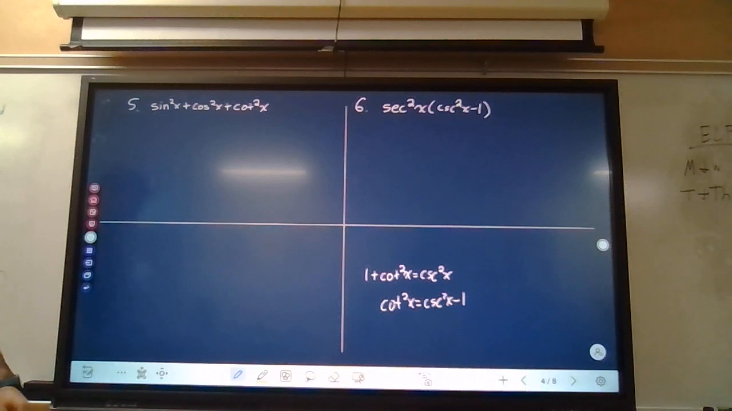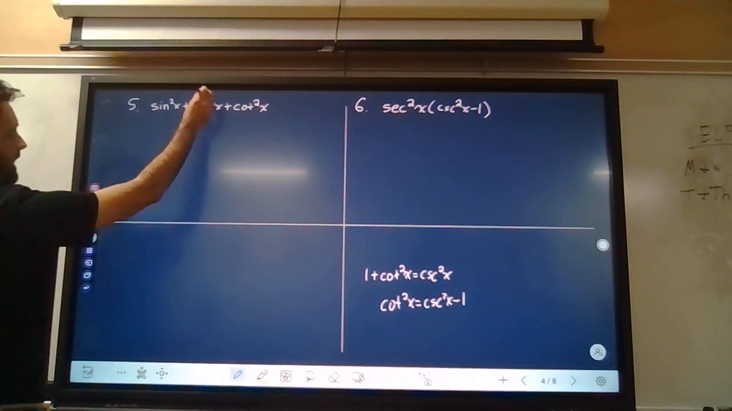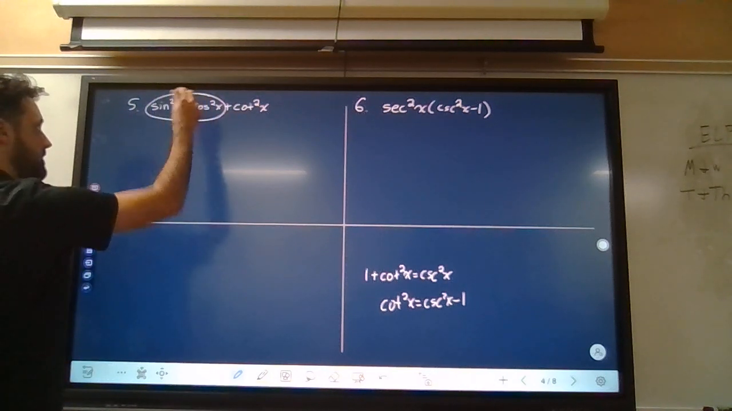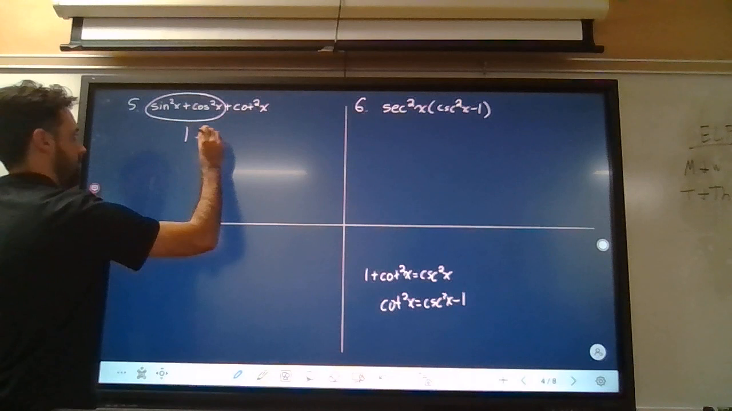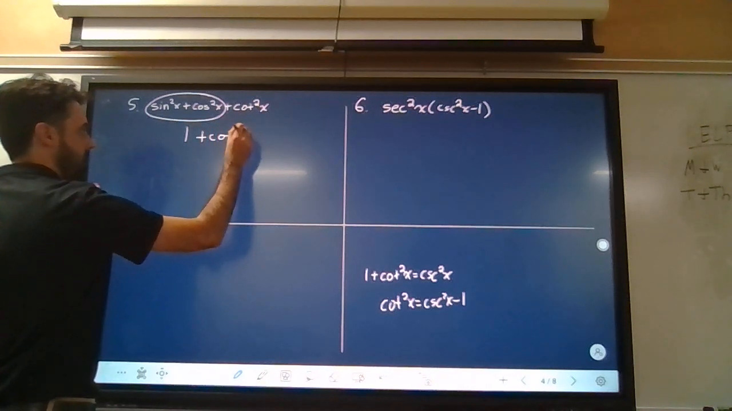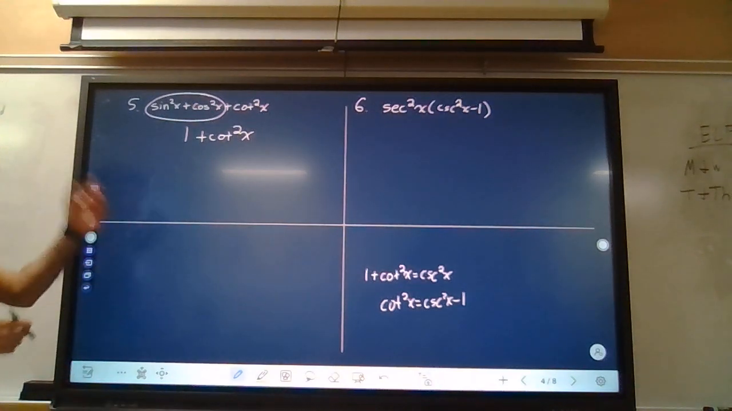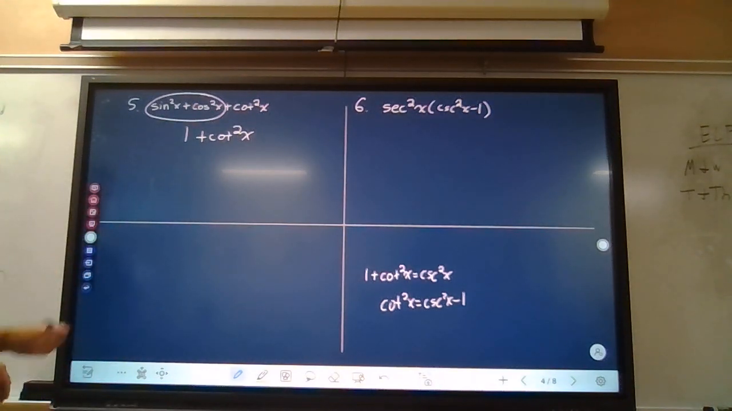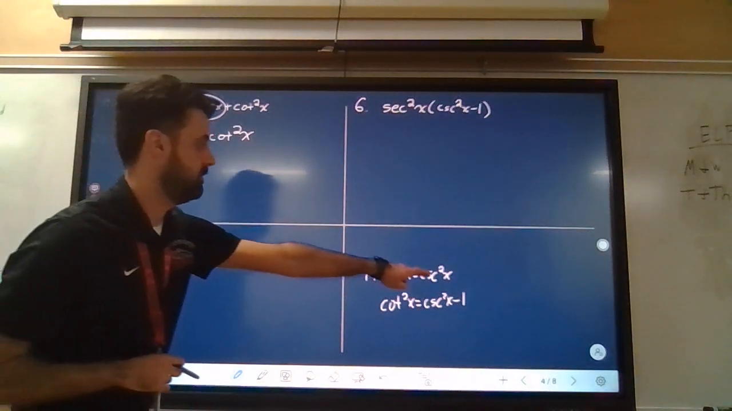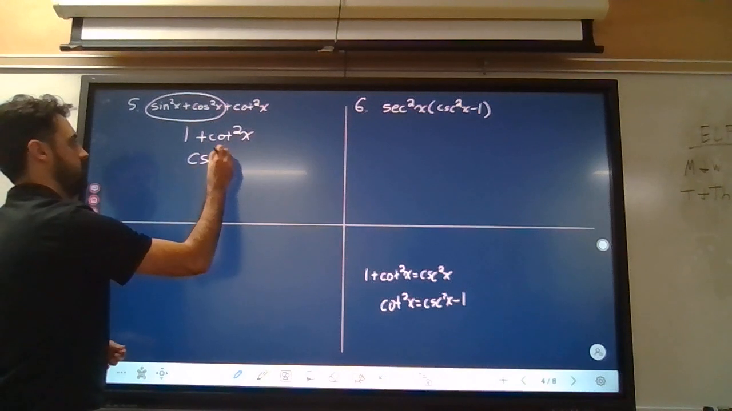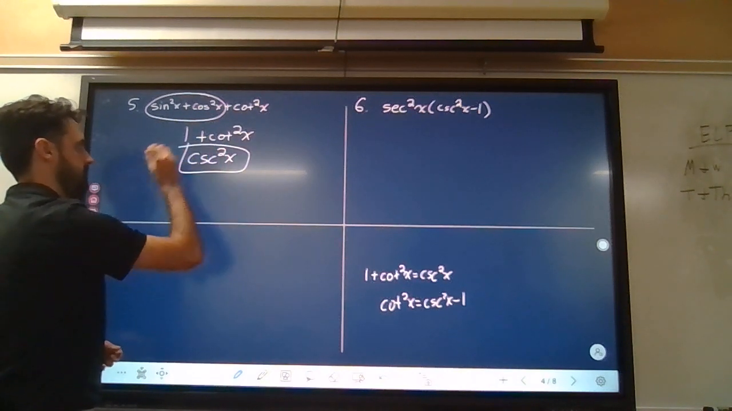Number 5. I see a Pythagorean identity right here. I can replace sine squared plus cosine squared with 1. But now we still have a squared term, and there's still 2 of them being added together, so we can use another Pythagorean identity here. And one of our Pythagorean identities said that 1 plus cotangent squared is equal to cosecant squared. So we can replace all of this with cosecant squared of x. And that's our answer.